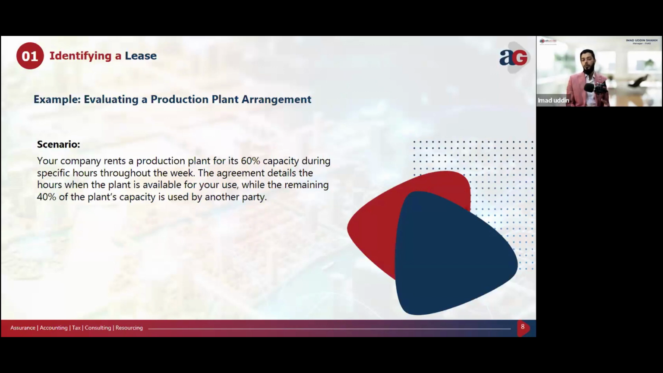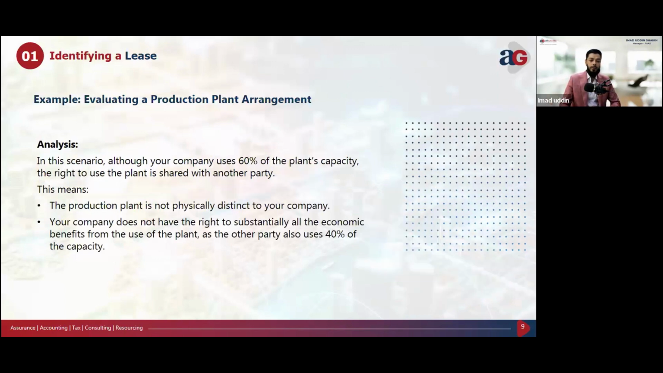So we know we can use this particular production plant for 60% of the hours in a day, and the remaining 40% are being used by some other party. Let's say we even know which hours they are, for example from 6 in the morning to 3 a.m. Even if we know what hours those are, we still cannot say that there's a distinct identified asset, because the right of use is for a particular capacity of an individual asset, which is shared with someone else as well. So we cannot yet say that there's a distinct identifiable asset. And so in this case, this is not going to be a lease agreement.